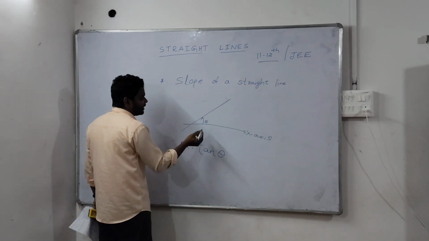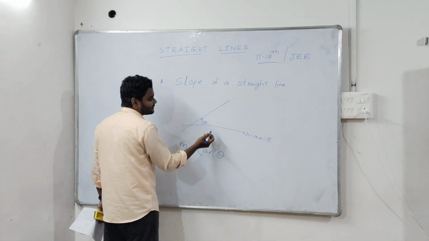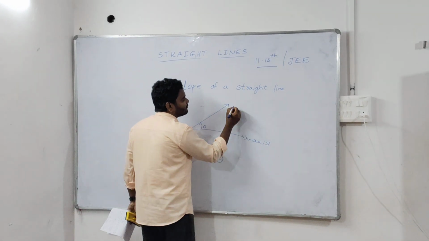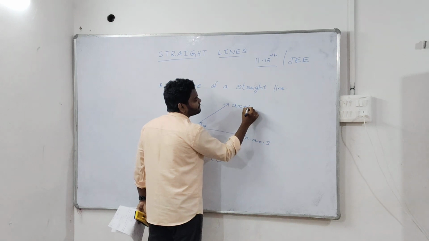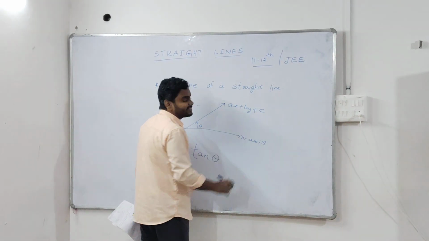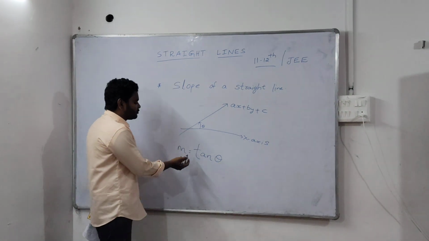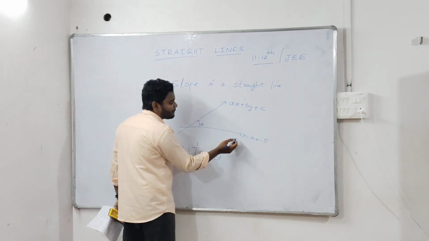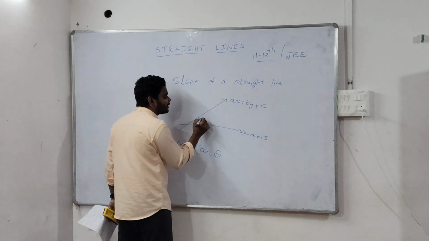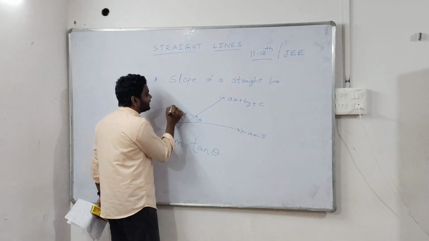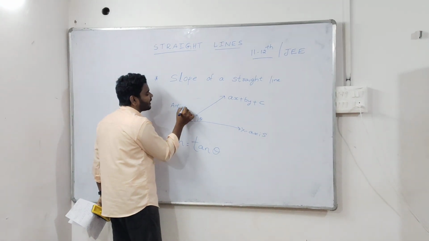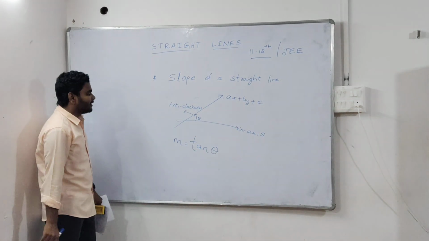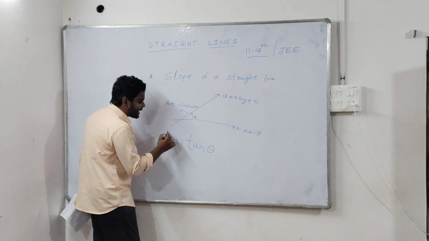This is the x-axis, with the positive direction of the x-axis in the anti-clockwise direction. Basically, this is a line of the form, for example, ax plus by plus c. This is the line, and its slope, which is m, is determined by the angle theta made by the line with the positive direction of the x-axis in the anti-clockwise direction. That is basically the slope. Okay, when theta is given, the slope is given by m equal to tan theta.